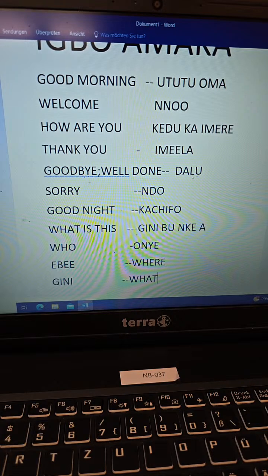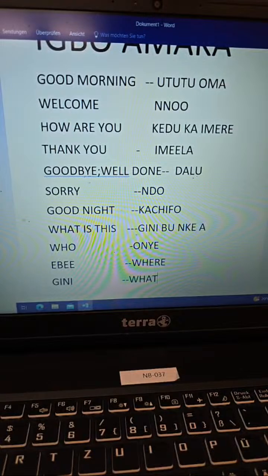We'll start with good morning. The first one is good morning, which is ụtụtụ ọma. Ụtụtụ ọma. Then when you want to tell somebody welcome, you say ndo. Remember I told you the O sound is supposed to have a dash under it. When you want to say how are you, you say kedu ka ị mere? Kedu ka ị mere? How are you?